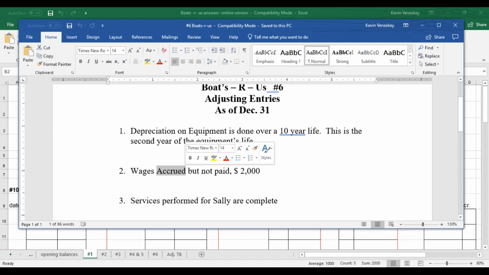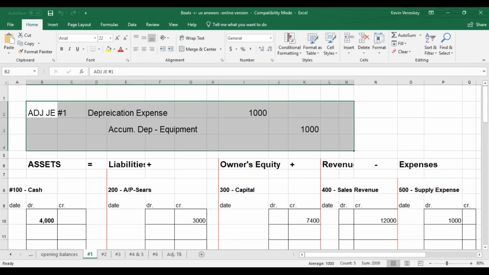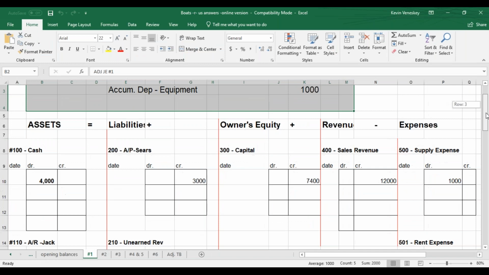Back to our work. Wages have been worked. The employees have done their job, but we haven't paid them yet. If they've done their job, that means that I've got a benefit of that. The company got a benefit of our workers working.